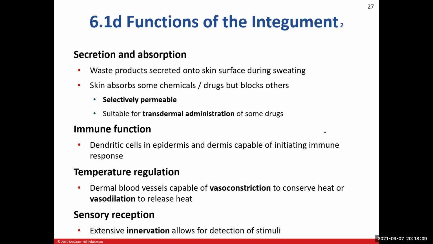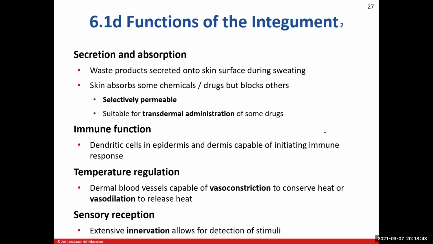Secretion and absorption, again, when you are exercising and sweating, you're going to secrete from certain sweat glands. We're going to get rid of some of their secretions that way. For those folks that have been trying to quit smoking and want to use the patch, they're actually taking advantage of the integument and how well it's able to absorb certain types of chemicals or drugs, during transdermal administration, like the patch or some pain patches.